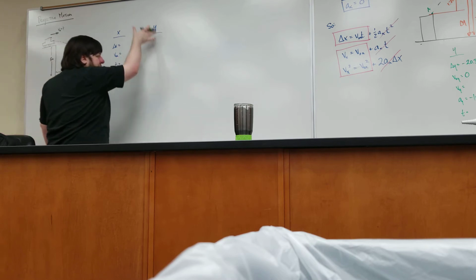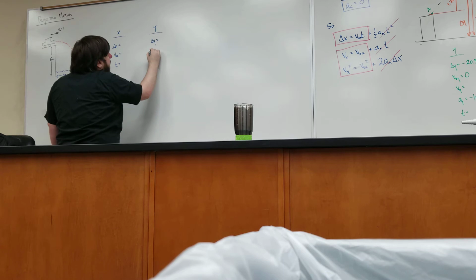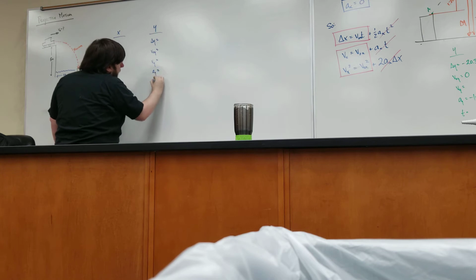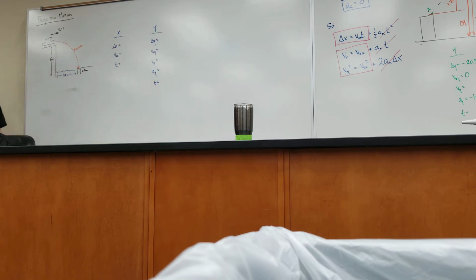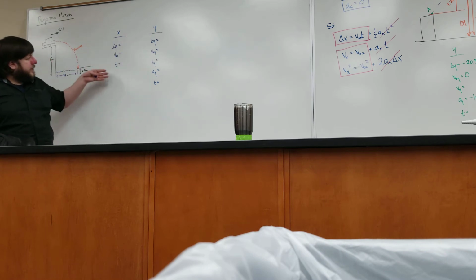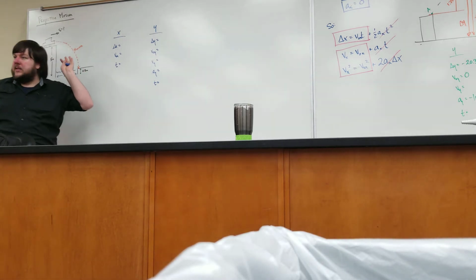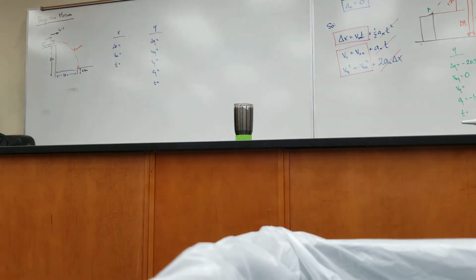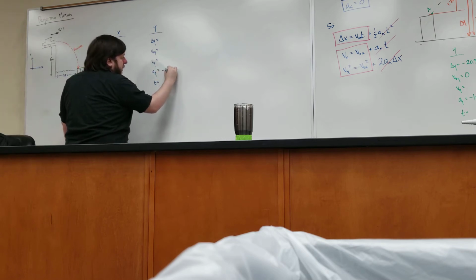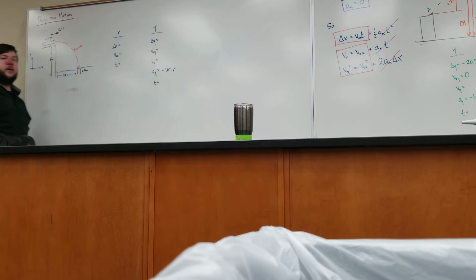In the y direction, we care about the full complement: delta y, v naught y, vy, ay, t. And let's start plugging in things that we know. Out of these 8 variables, well actually 7 variables because time is twice, what do we know? Acceleration is what? -10. Okay, so let's use the same convention: positive y is up, positive x is to the right, so acceleration is -10 meters per second squared. What else do we know?